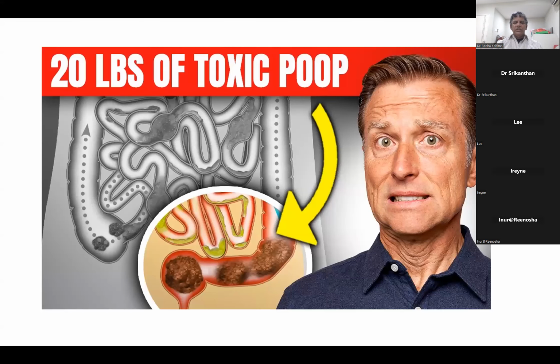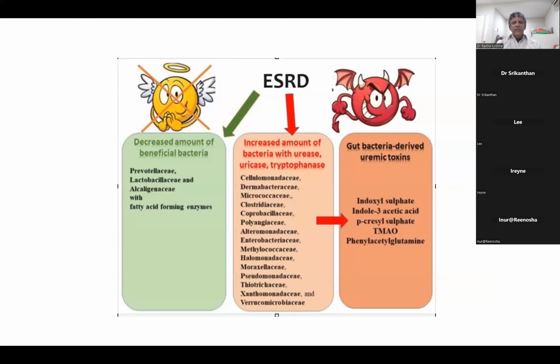That means we are now watching the intestines. Why are the intestines important? This is where all the trash is formed. Ammonia, urea, creatinine, inflammatory markers, massive. So if you look at end-stage renal failure, renal diseases, on the left side, there's a decrease in the beneficial bacteria, but there's an increased amount of bacteria which produce urease, uricase, tryptophanase.